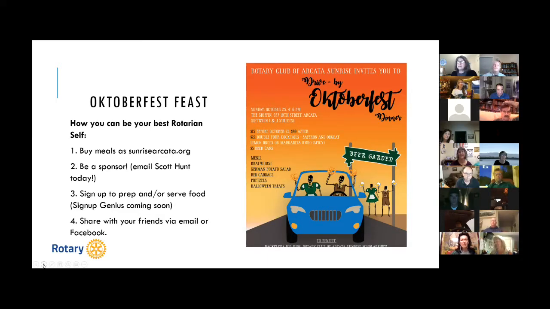Oktoberfest Feast. This is coming up. You should all have gotten an email about it. It's on Facebook. Share it. Invite your friends. And these are some of the things you can do to get your best Rotarian on. Buy meals. Be a sponsor. Scott's taking those sponsorships, and he'll tell you more about those. Sign up to prep and serve and share.